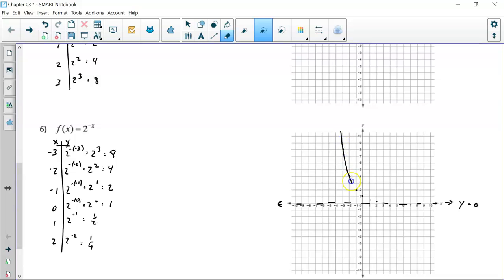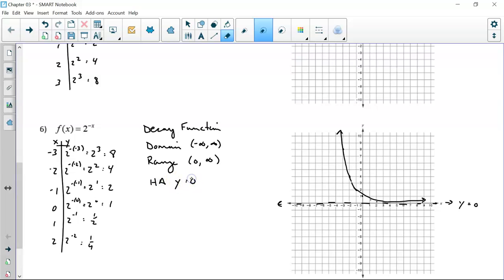So our graph is going to look like this. It's going to fall from left to right. So we call this a decay function. Our domain, all real numbers, we're going from negative infinity to positive infinity. Our range, we're going from 0 with a parentheses up to infinity. And our horizontal asymptote is at y equals 0.